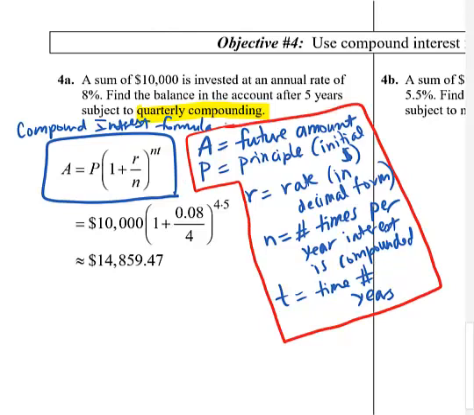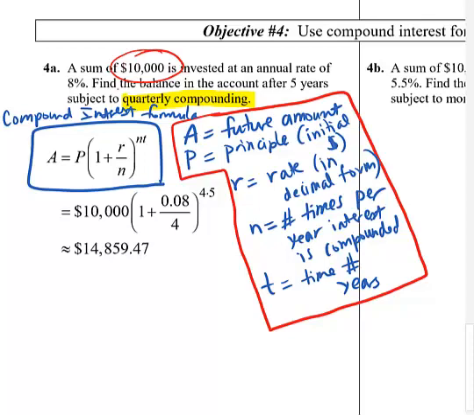So let's see. This one they've already worked for us, but we're going to work the next one. This problem says they're going to invest $10,000. So they put that for P, because that's the initial amount, at an annual rate of 8%. So they changed 8% to a decimal, 0.08, and they replaced that in for R. Find the balance in the account after 5 years. So that's T, because that's the amount of time. That's why there's a 5 here. And notice it looks like a 4.5, but it's actually 4 times 5. So if that's kind of confusing looking, that's what they really mean, 4 times 5, not 4.5.